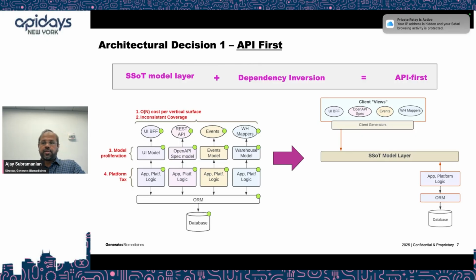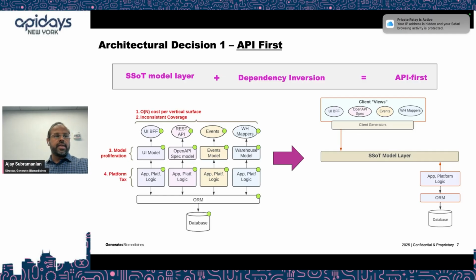Firstly, for the single source of truth model layer, we replaced multiple engineering domain specific model layers with a single model layer. This would serve as the source of truth for all entities in the platform. All higher layer views would be derived from this model layer. As you can see, the client generators generate the client views. Below the model layer, the basic CRUD operations for each model would be implemented once in a standardized way.